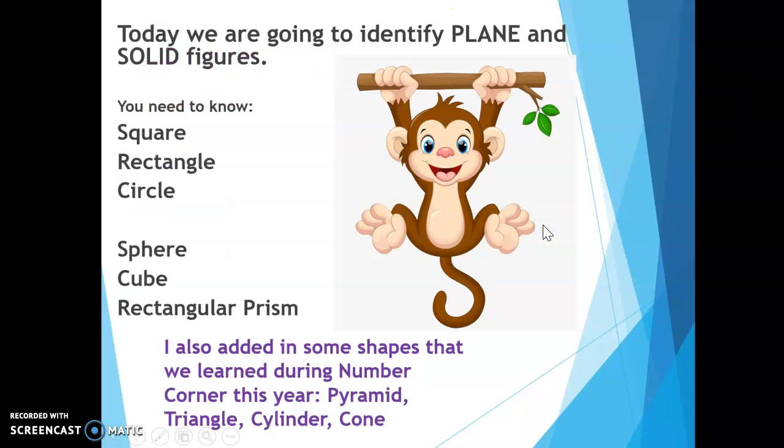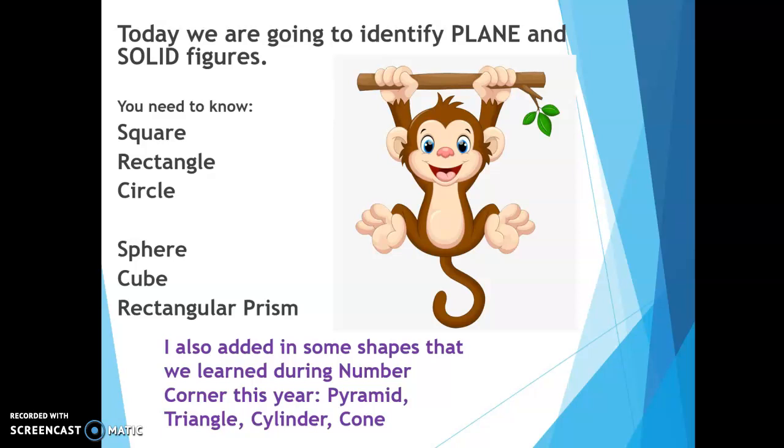So today we're going to work on identifying plane and solid figures. You will need to know the plane shapes are squares, rectangles, and circles. And we like to call these 2D shapes. They're flat as a way to describe them. And then the solid figures that we work with are spheres, cubes, and rectangular prisms. And sometimes you hear these described as three-dimensional or 3D shapes.